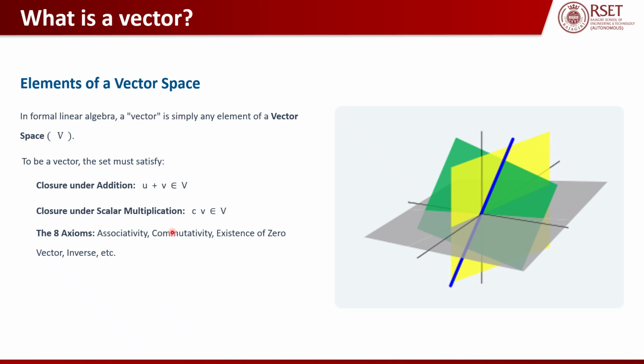There are some things that a vector should satisfy: u plus v belongs to the vector space V, and closure under scalar multiplication, that is, if you multiply a scalar to a vector, that element will belong to the vector space. And we all know the 8 axioms: associativity, commutativity, existence of zero, existence of inverse, and so on. Here I have just provided an introduction. We will deal with this in detail in our coming modules.